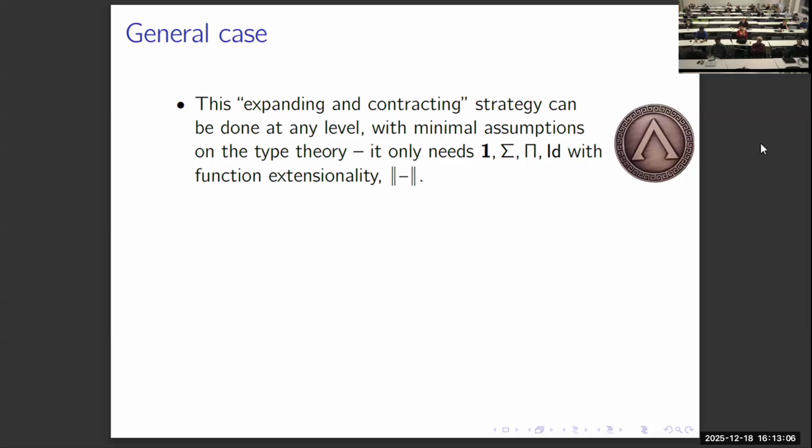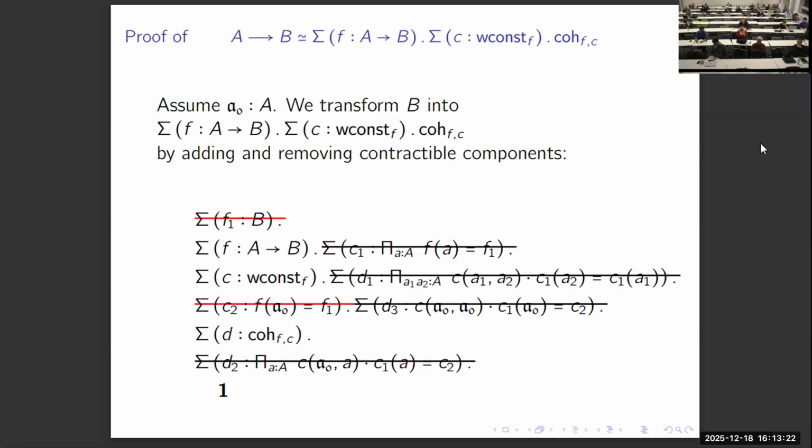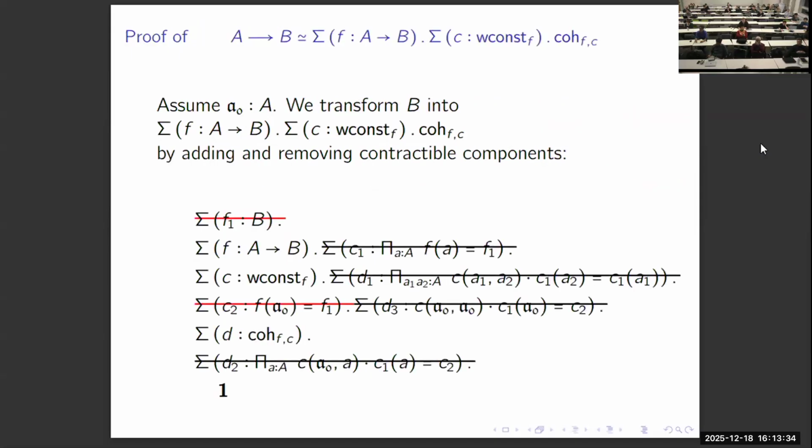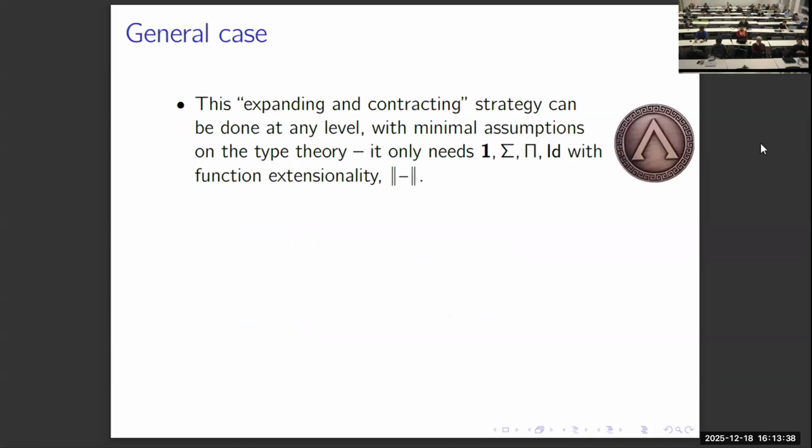So it works. This fits very well with Martin's Spartan type theory approach, because this really works as soon as you have unit, sigma, pi, identity, and truncation. Actually, I don't even think you need truncation, to be honest. I mean, you need it if the statement you want to prove has a truncation in the end, of course. But in order to do this expanding and contracting strategy, you don't need truncation.